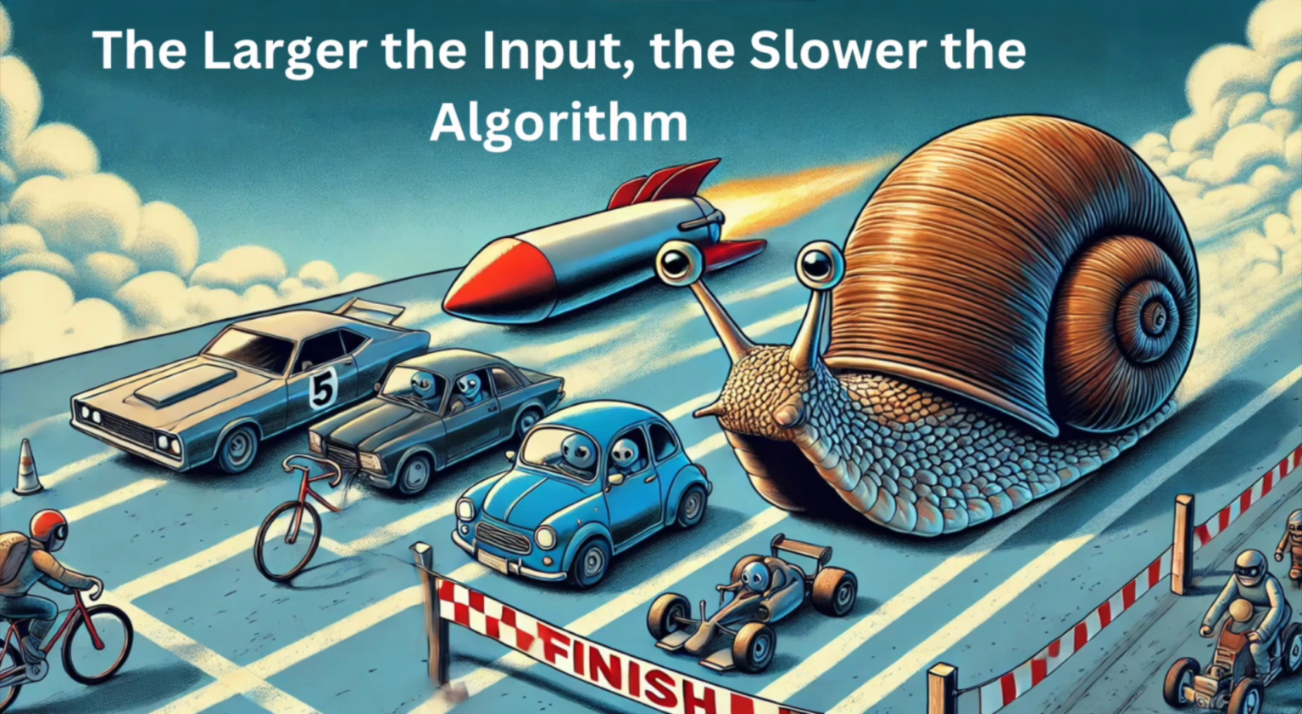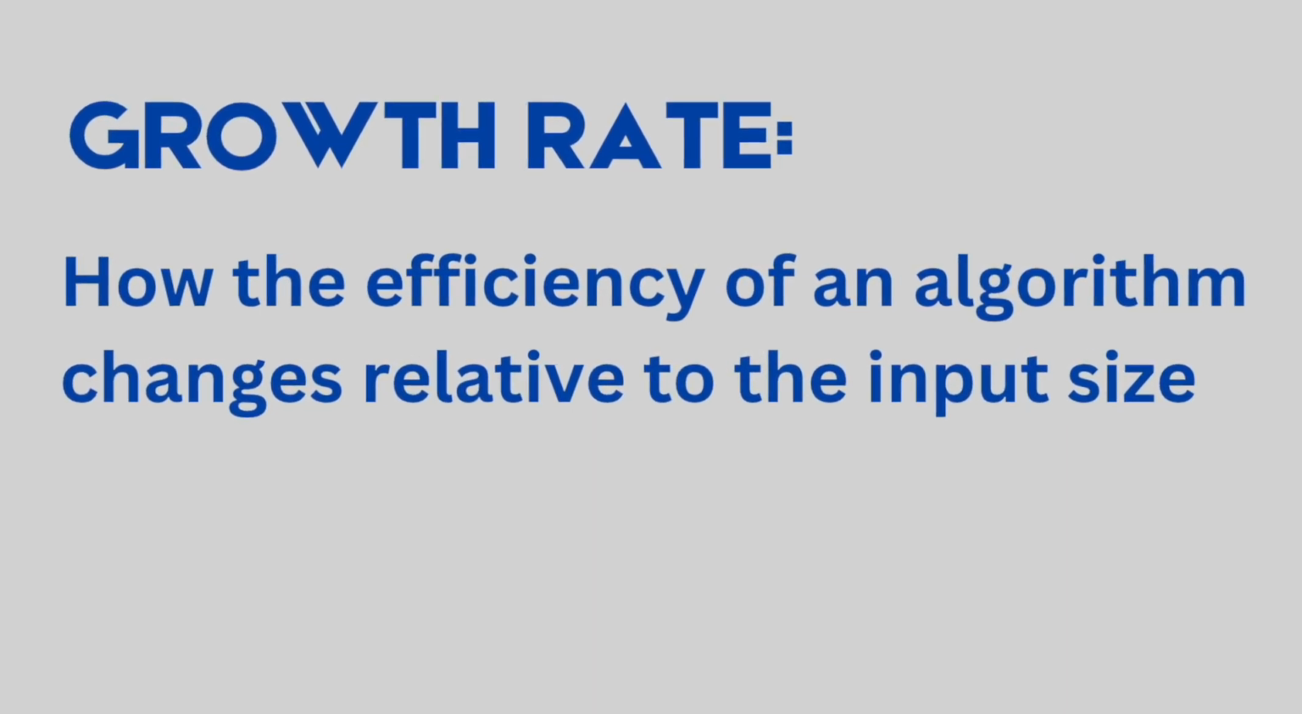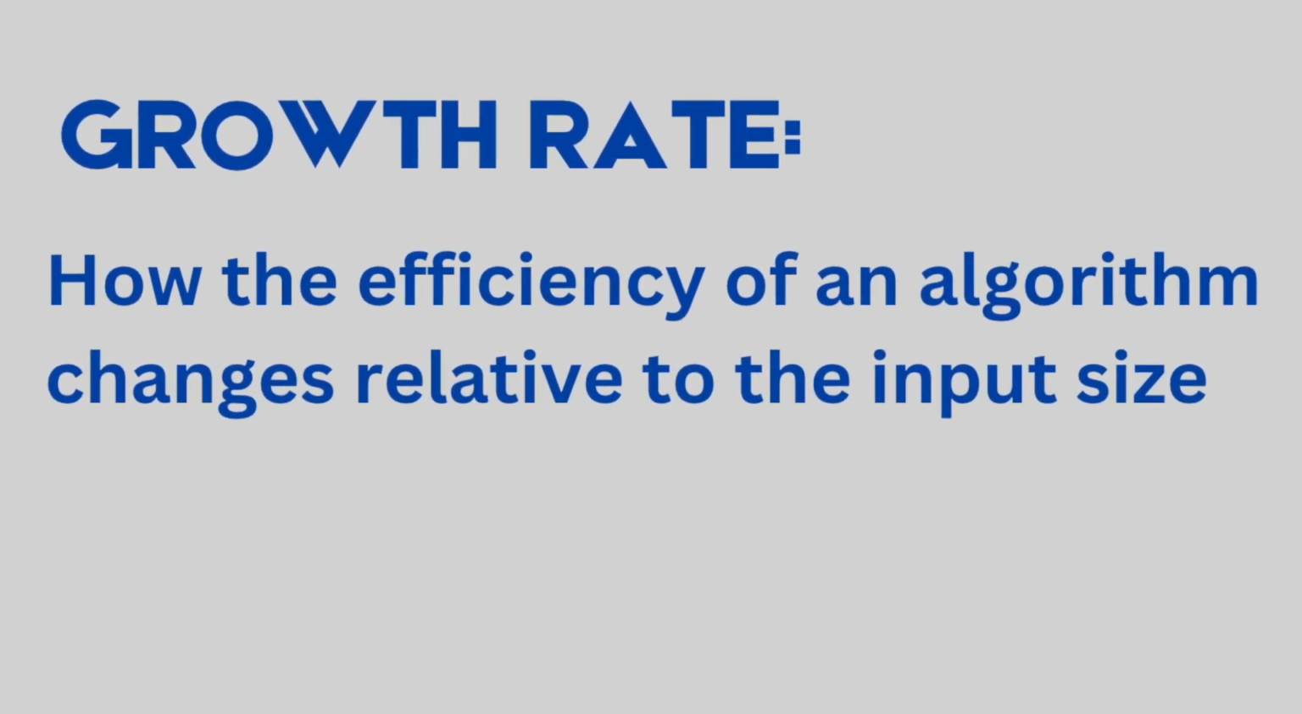We can't just use a timer to measure the speed of algorithms because the speed is relative to the input. The larger the input, the slower the algorithm is going to be, and there are an infinite number of input sizes we would need to test out. We refer to how the efficiency of an algorithm increases relative to the input size as the growth rate, and we use Big O notation to describe that growth rate.